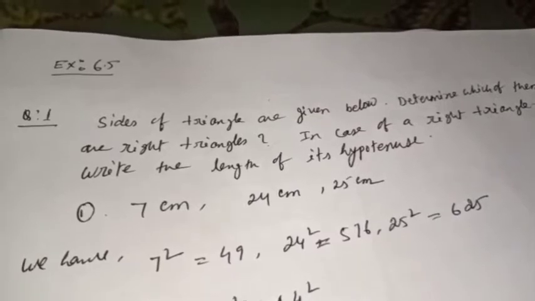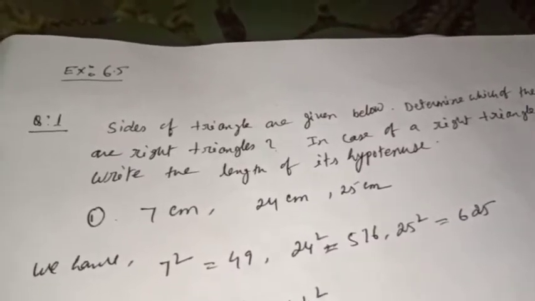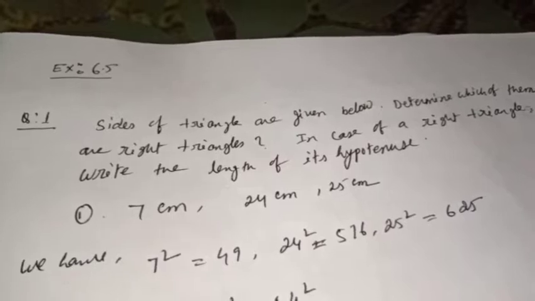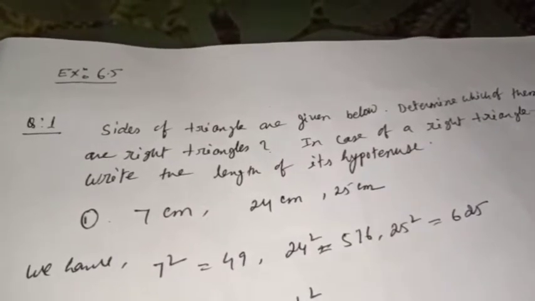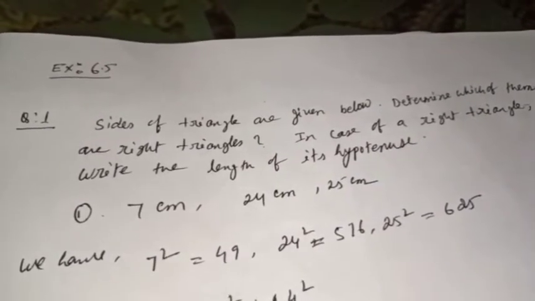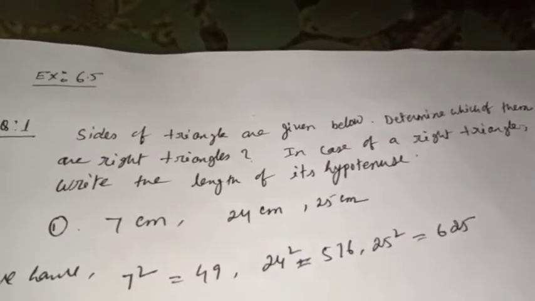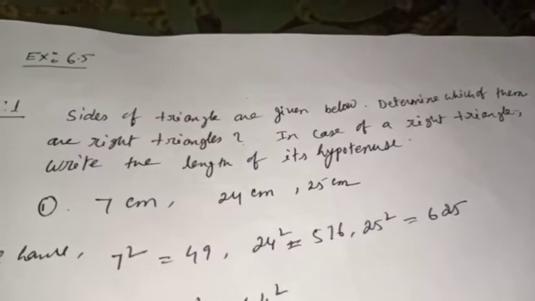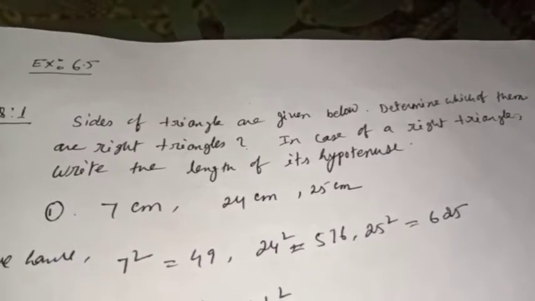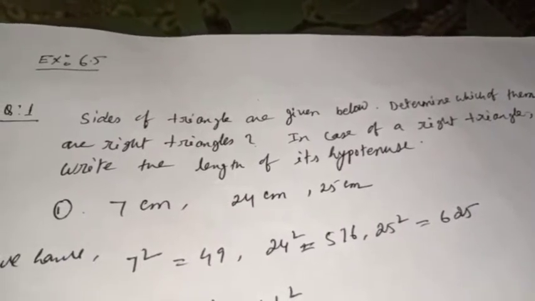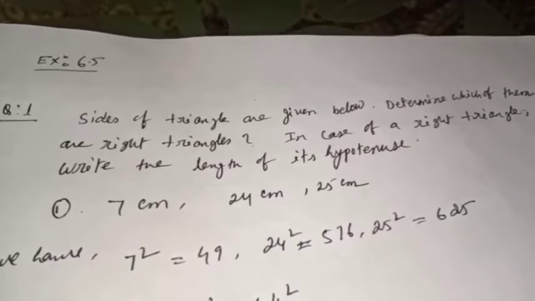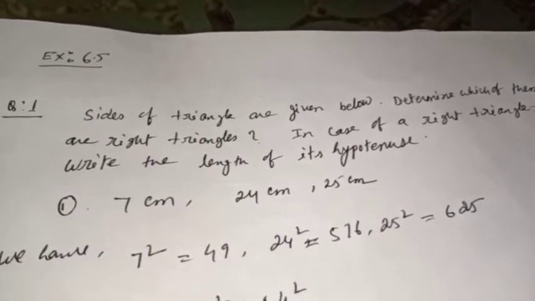Now, to solve exercise 6.5 especially we need the Pythagoras theorem. So here, question number 1. Sides of a triangle are given below. Determine which of them are right triangles. In case of a right triangle, write the length of its hypotenuse. There are 3 questions. I am going to discuss question number 1.